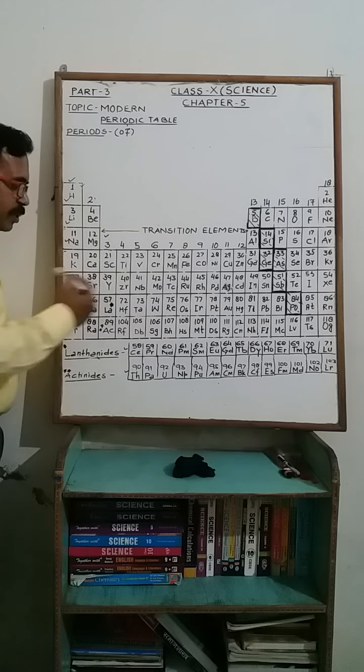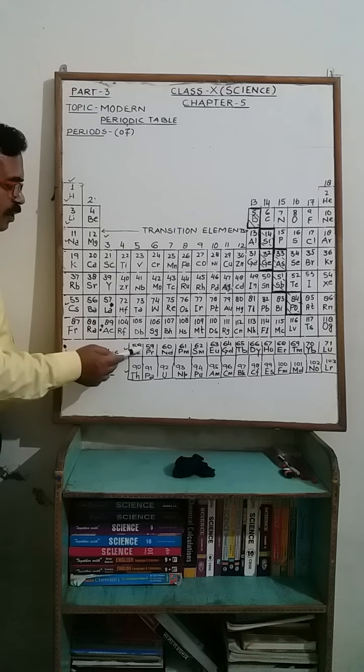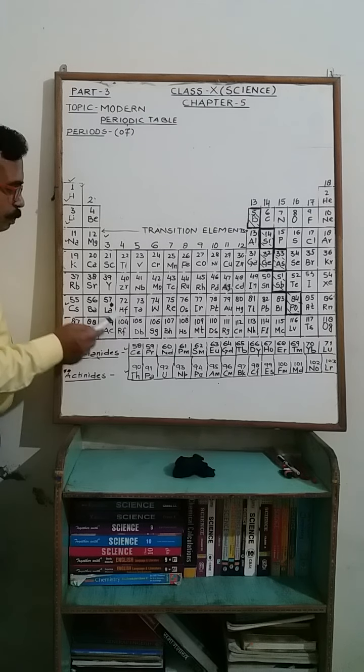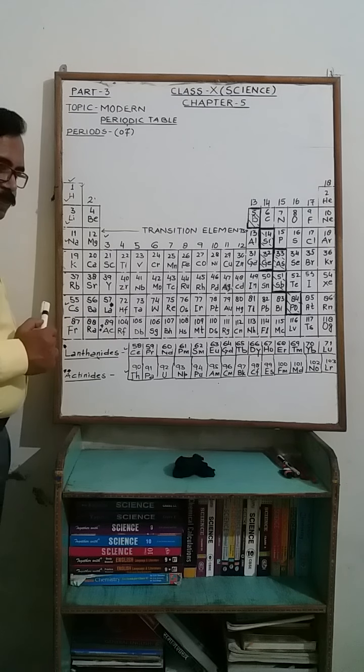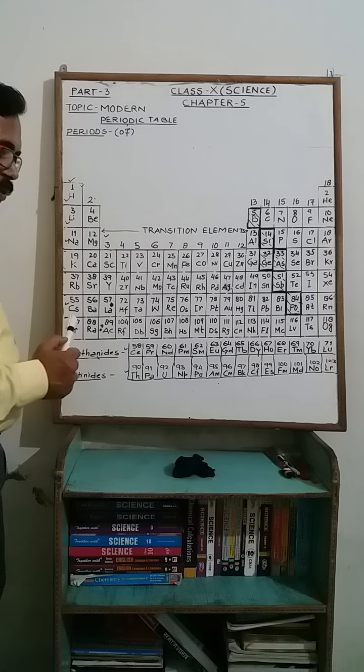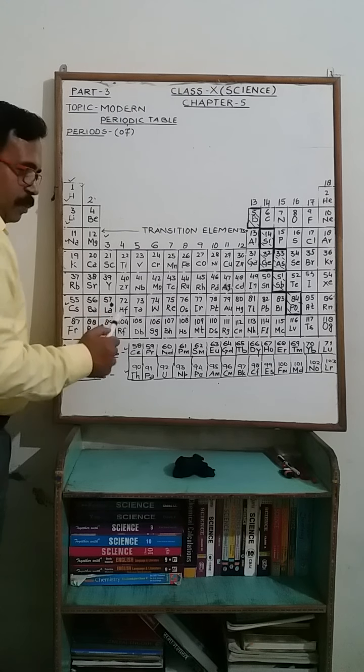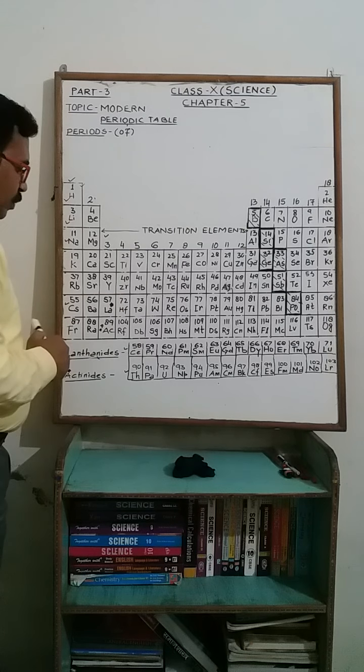These are the 14 elements. Actually, these 14 elements should be placed along with lanthanum, atomic number 57, but it is not possible. If it were possible, then the frame of this table would be disturbed, and the table would be too lengthy.